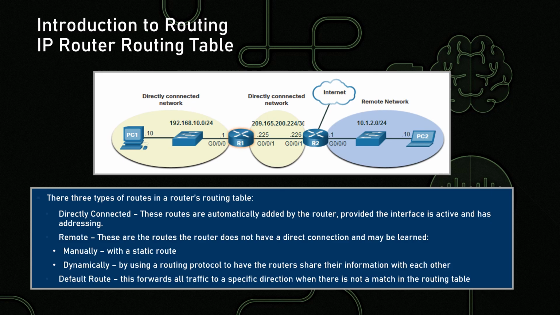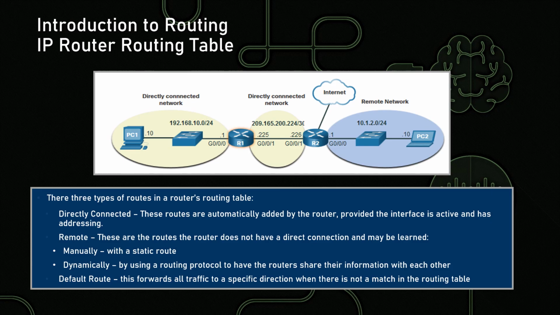Manually or dynamically, statically or dynamically. These are the routes that the router doesn't have a direct connection to and may be learned. So manually, of course, we type it in. Dynamically means that the routing protocol that's put in place means that the routers share information with one another. So when we go back to talking about EGP, BGP, etc.